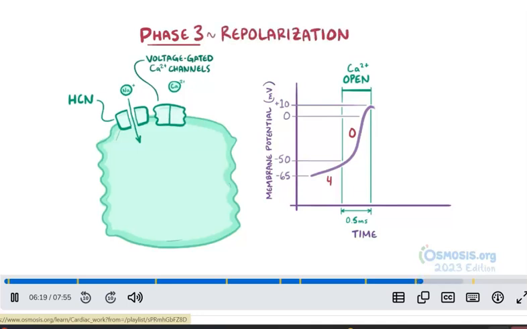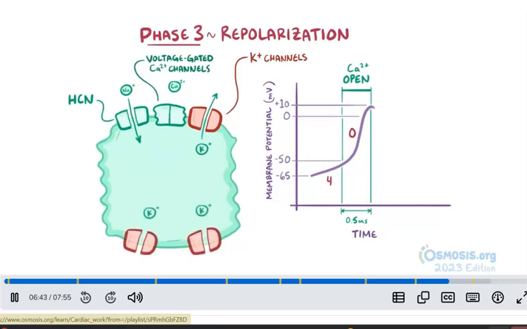You'll notice that we skipped 1 and 2. Well, that's because pacemaker cells don't have a phase 1 or 2. They just go straight from depolarizing to repolarizing again. At this point, the potassium channels open up and calcium channels close up. So the only ion channels that stay open are the potassium channels, which allow potassium to leave the cell, and the HCN channels, which allow sodium to enter the cell.